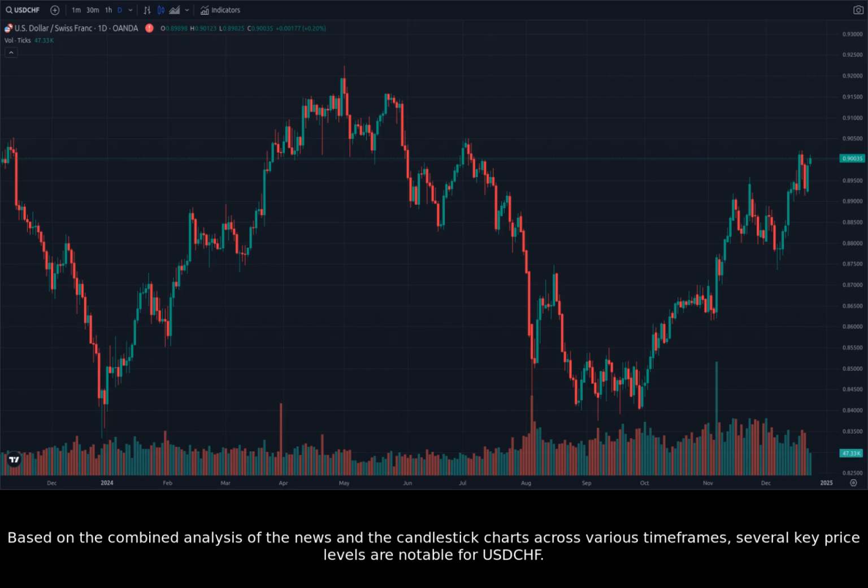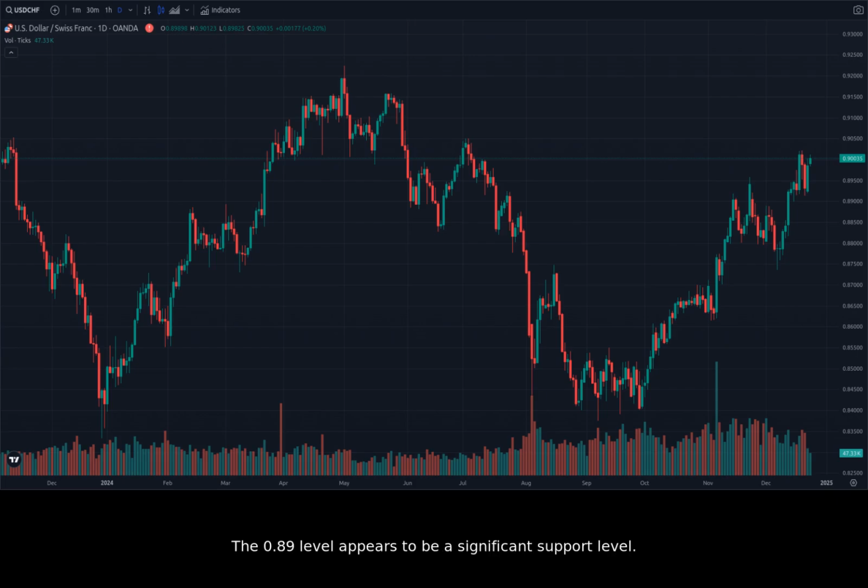Based on the combined analysis of the news and the candlestick charts across various time frames, several key price levels are notable for USDCHF. The 0.89 level appears to be a significant support level. A break below this level could indicate further downward pressure. Conversely, the 0.90 level acts as a key resistance level. A decisive break above this level would strengthen the bullish trend.